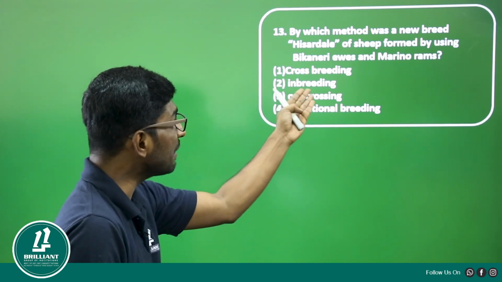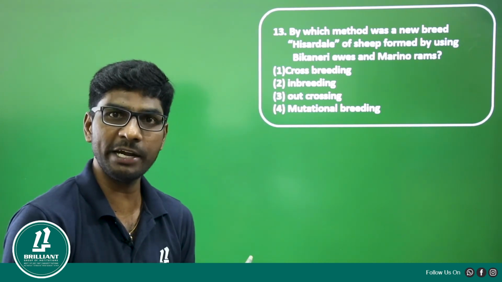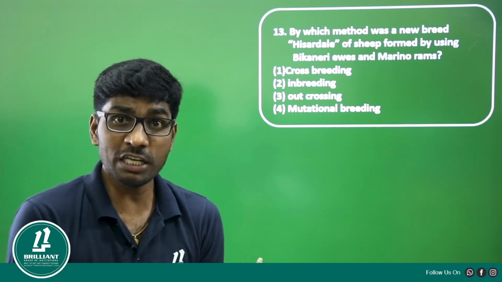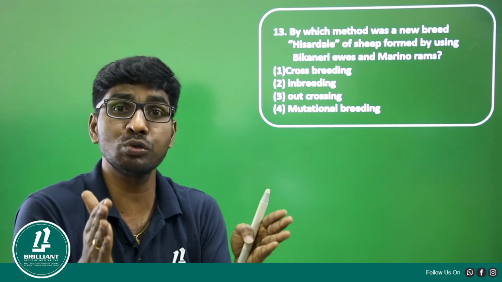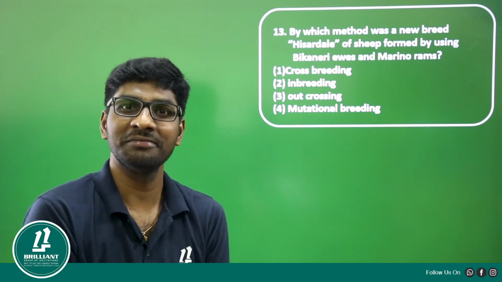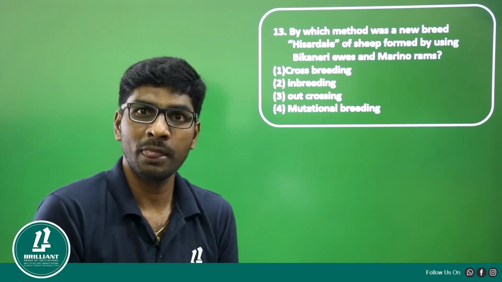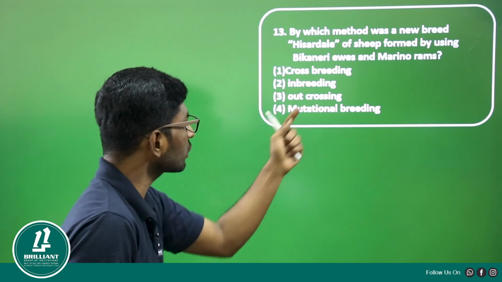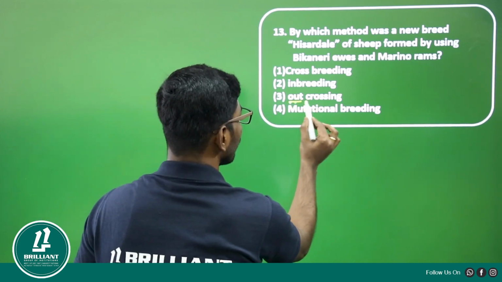Inbreeding. What is meant by inbreeding? Inbreeding means cross between two superior male and female cattle in the same breed. It is called inbreed. Now, outcrossing. How many of you remember this outcrossing?